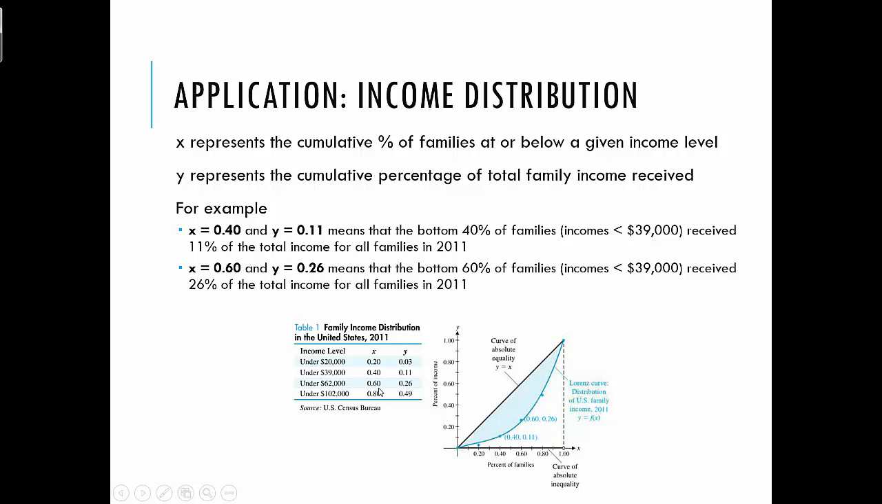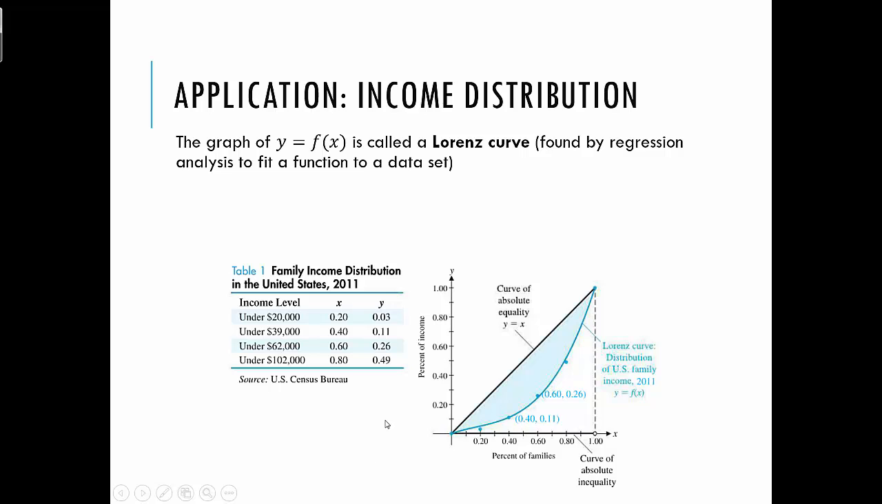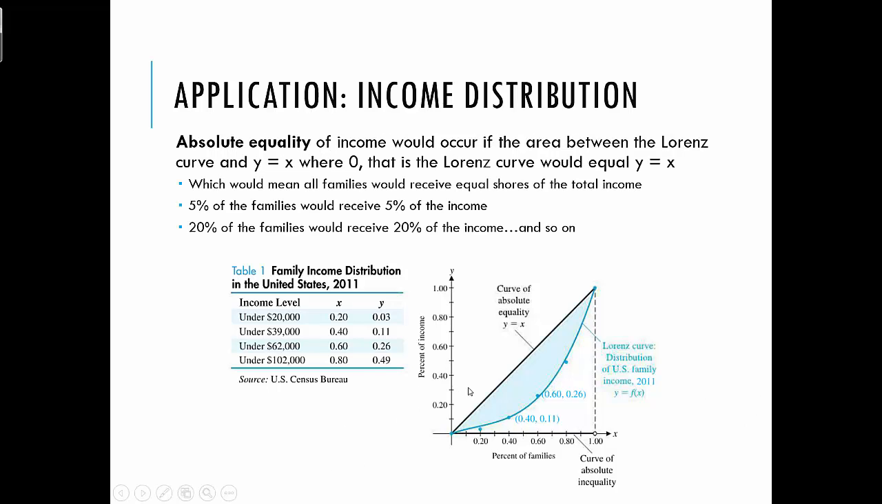Or if we look at this row right here, this says the bottom 60% of families received 26% of the total income for all families in 2011. So this graph of y equals f of x is called a Lorenz curve, and you find this by regression analysis if you've had some statistics classes, but we're just going to use it.